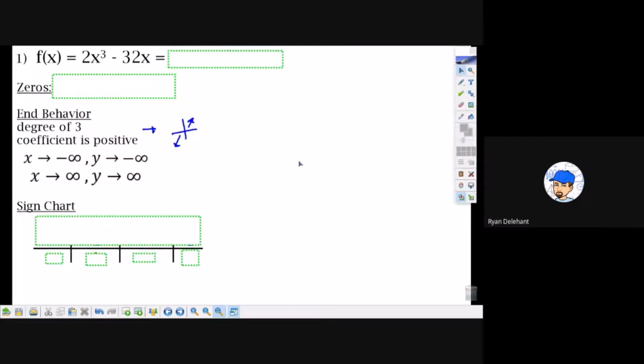So the big thing with this was finding the zeros and creating the sign chart. So how do you factor that? What does it have in common? It has an x.